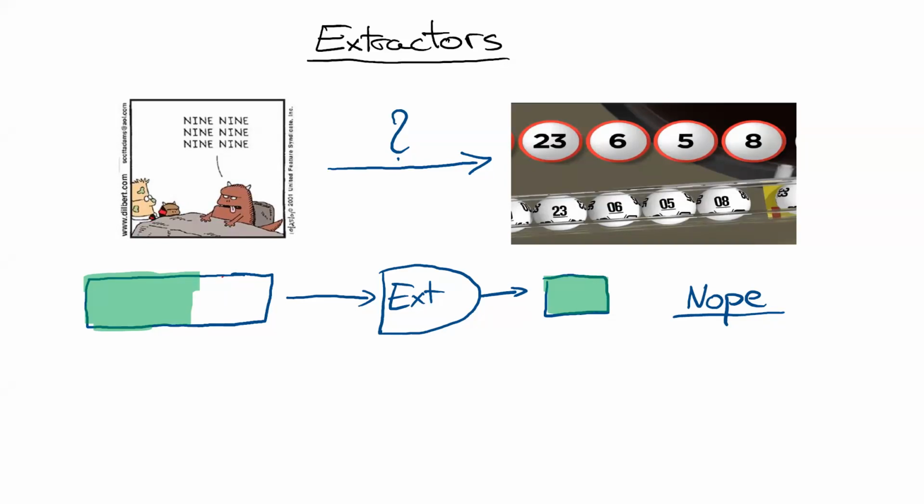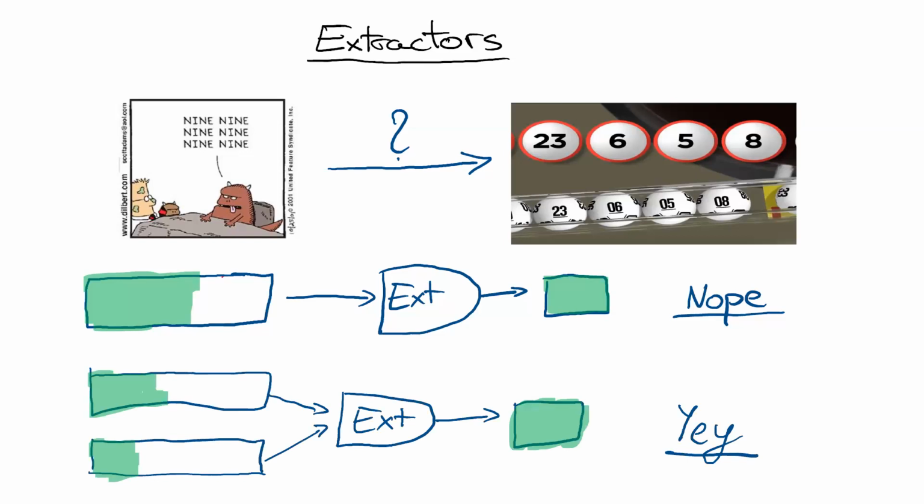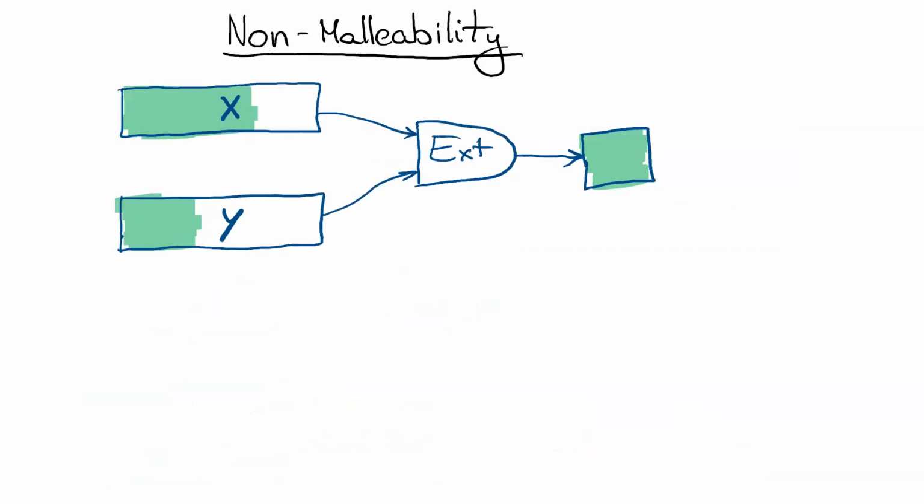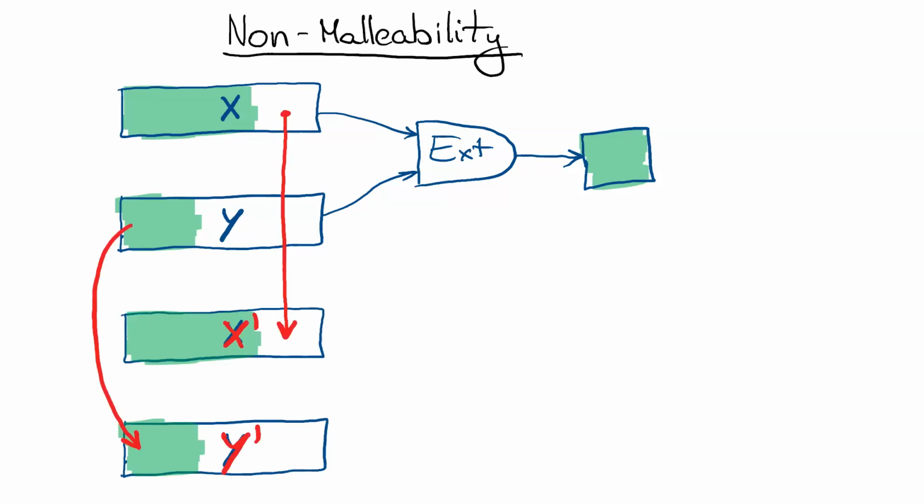So the second best thing we can do is get two sources. Each of them is independent of the other, they have some amount of entropy, and then there exists a deterministic function that will take those two sources and output something uniform. On top of that, we can ask for extra properties, namely non-malleability. So non-malleable extractors are standard extractors, so they take two sources, each source has some entropy, they will output something uniform, and on top of that, they have an extra property.